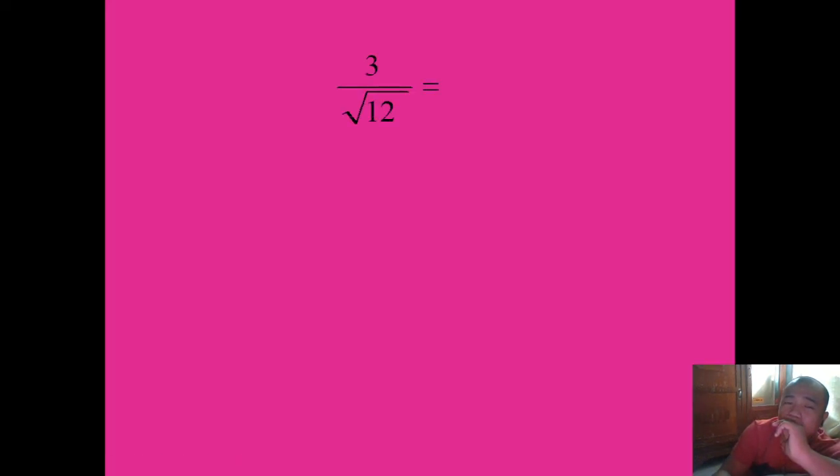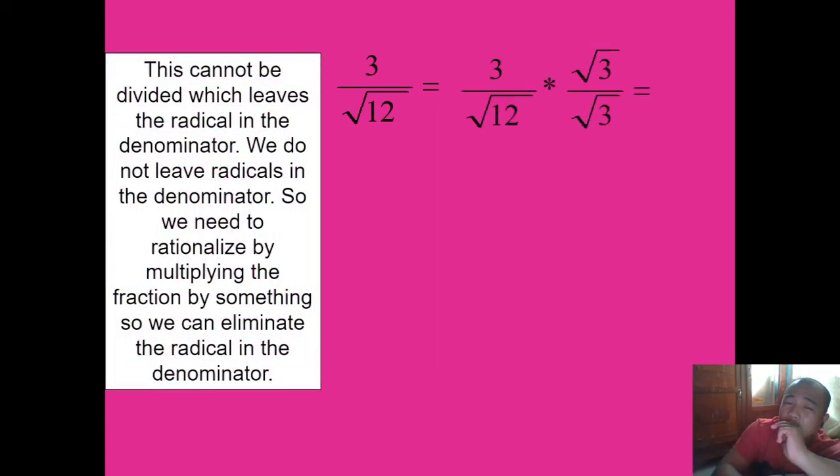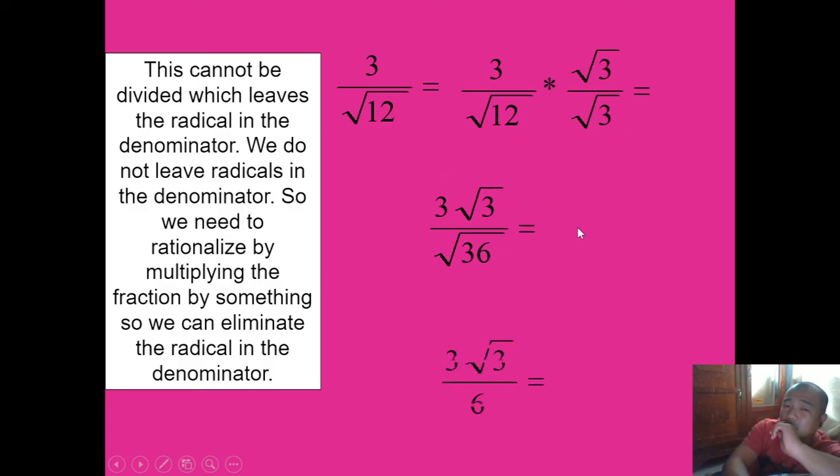How about this? We have a radical in the denominator. What will we multiply so that we can eliminate it? Square root of 3. Why square root of 3? Because when you multiply it to the square root of 12, it becomes square root of 36, which is 6. Perfect square, square root. So 3 times square root of 3, we have 3 square root of 3, and 12 times 3 is square root of 36. So the answer is 3 square root of 3 over 6. But still, we can simplify 3 over 6. That's 1 half. So the final answer is square root of 3 over 2.